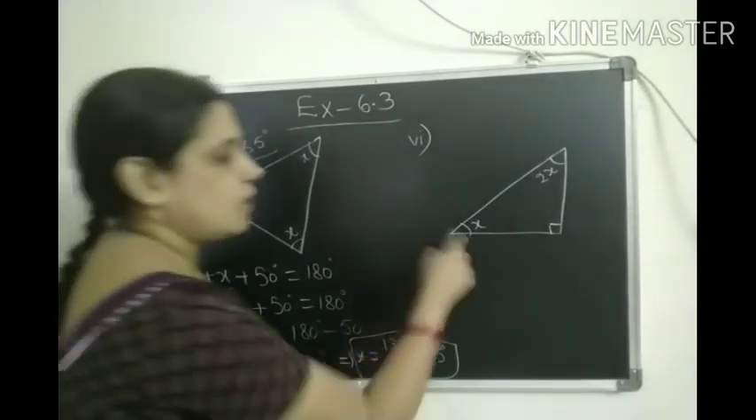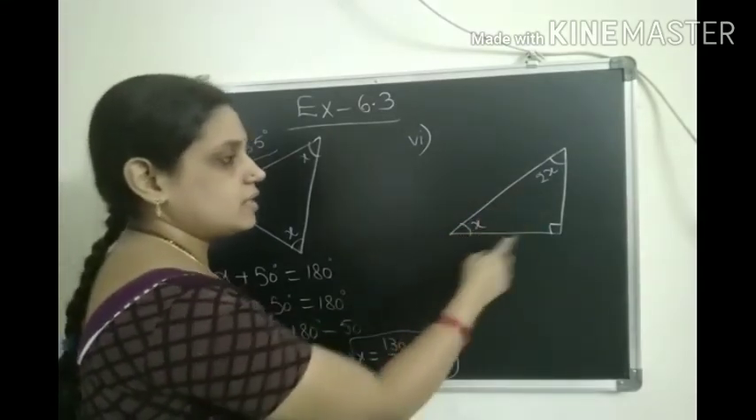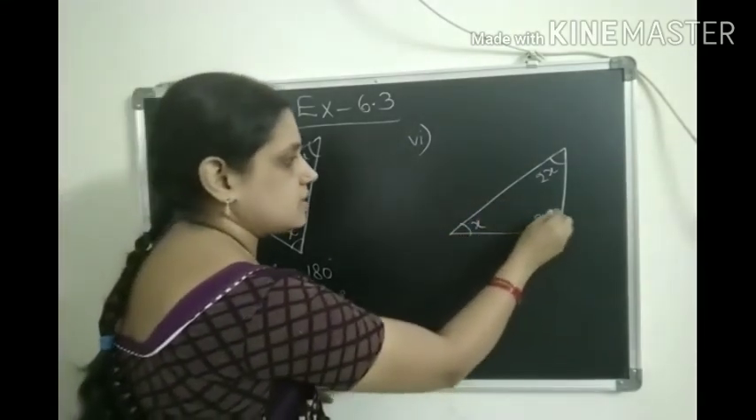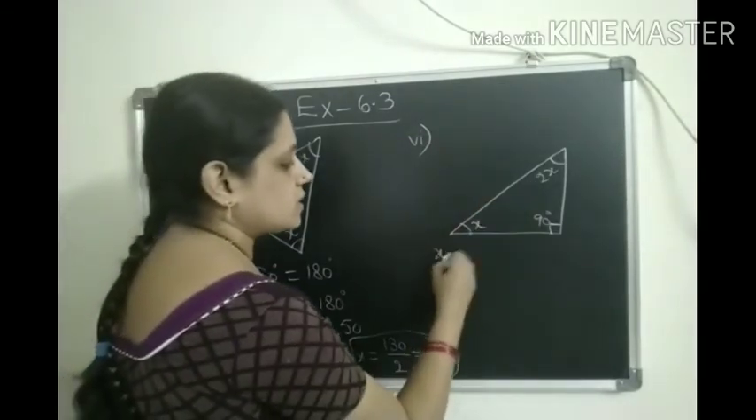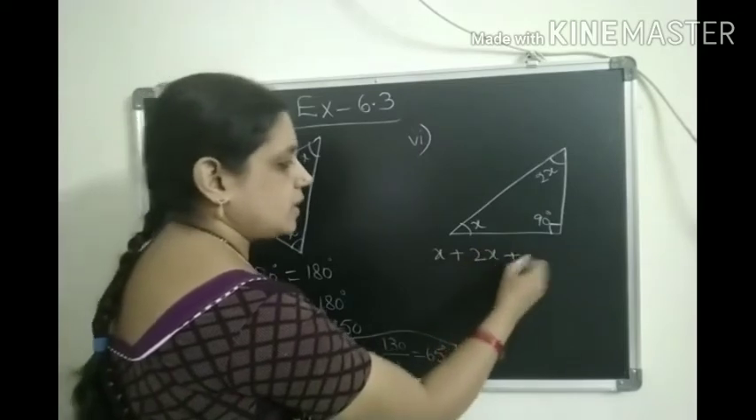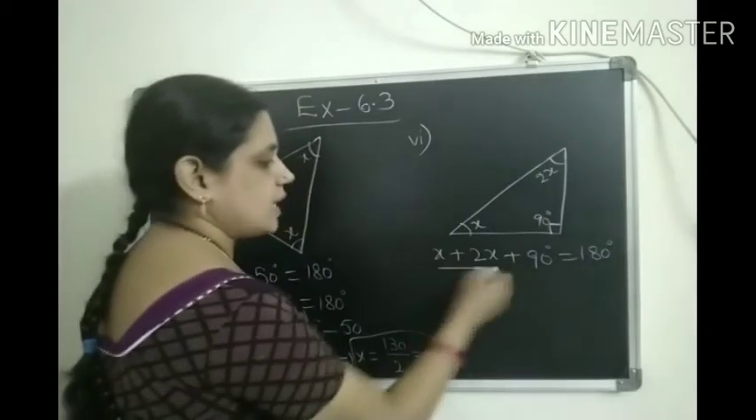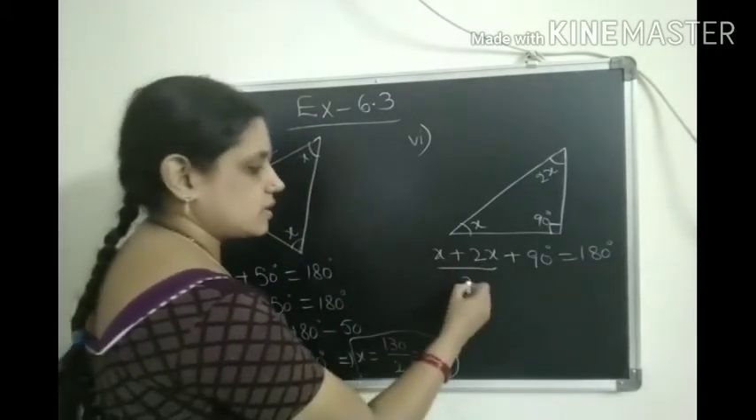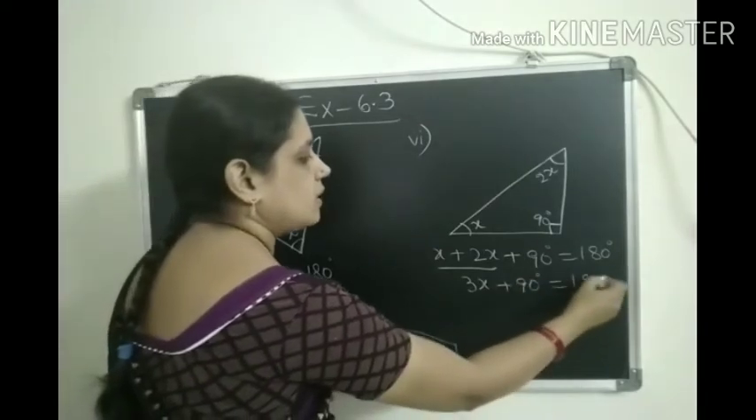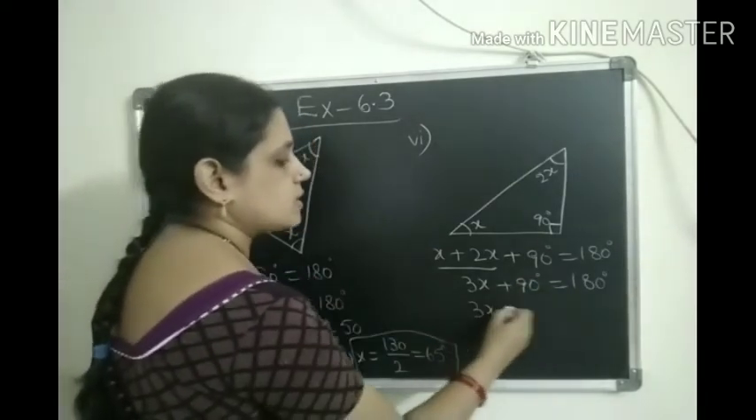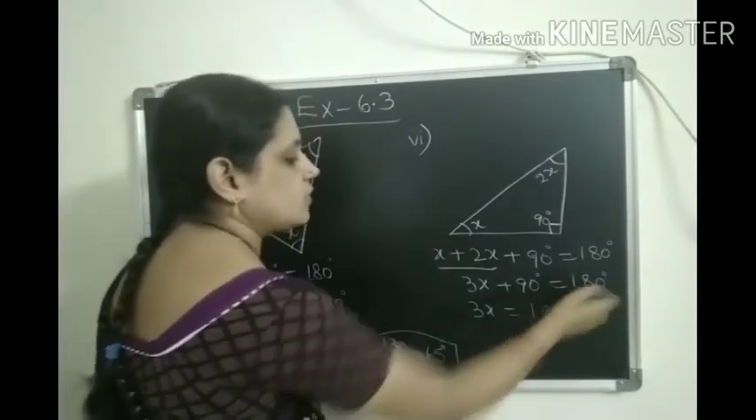Now here you have to find the value of x. So here actually no angle is given. In the sense, here it is 90 degrees by seeing the symbol, x and 2x. So how can we write the equation? x plus 2x plus 90 equal to 180 degrees. x plus 2x is 3x plus 90 equal to 180 degrees. So 3x equal to 180 minus 90. 90 you have to shift to RHS.